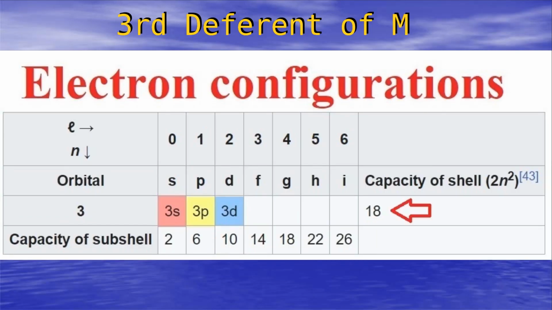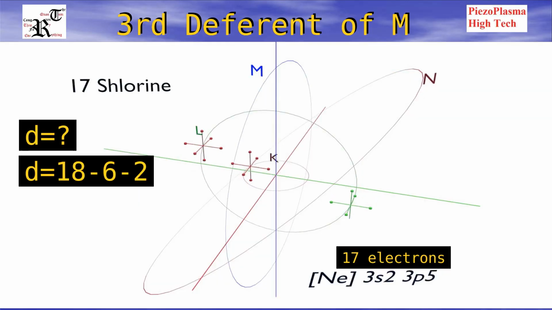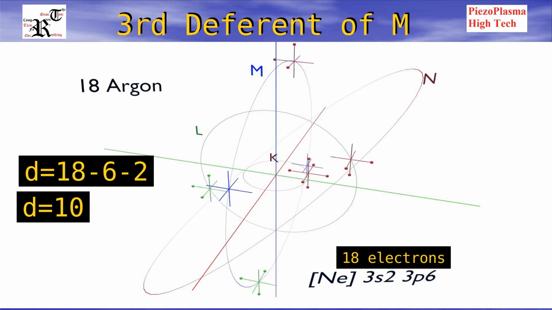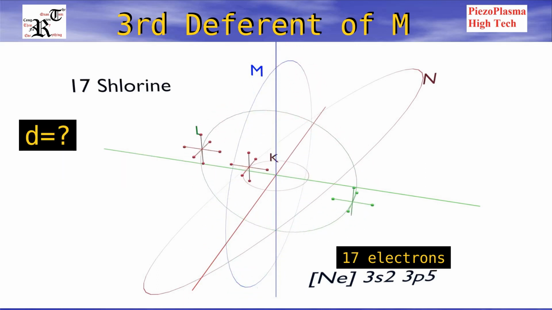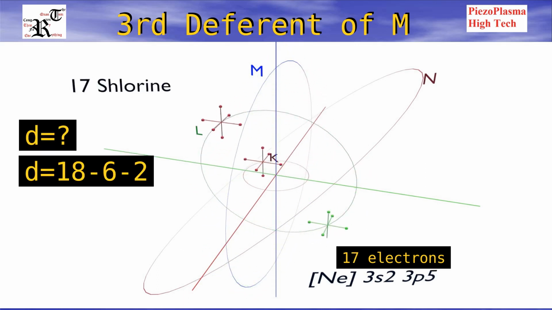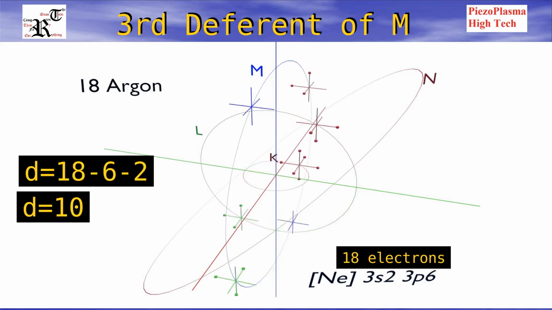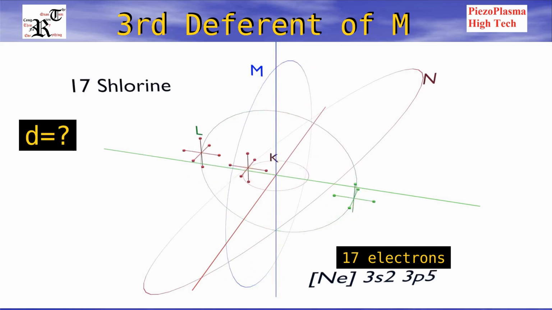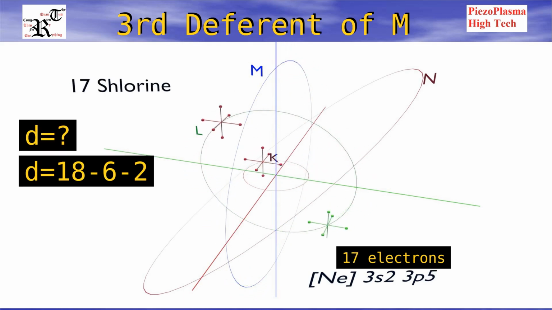The D equal 10 because the golden 18 electron on the argon, because argon shape is different from the chlorine. So we got the 18 electron for argon minus 6 electron for the P minus 2 electron for the S, so the D should be 10. This is how they got the D equal 10.